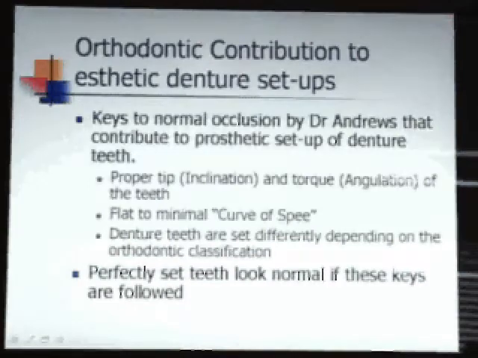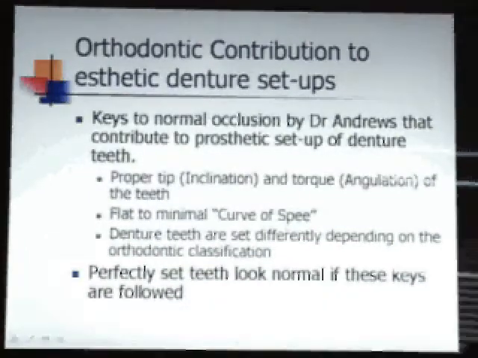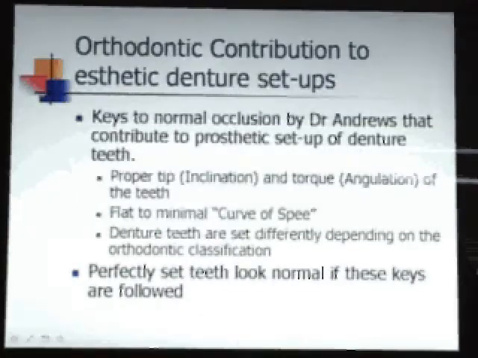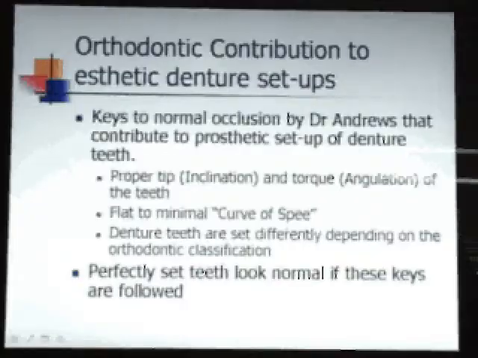Dr. Andrews is an orthodontist, and he studied many cases that had perfect occlusion and came up with 6 keys of occlusion. Several of these keys are apropos to denture setups: the proper tip or inclination and the torque angulation of the teeth, and a flat to minimum curve of Spee. The denture teeth are set differently depending on the orthodontic classification. Perfectly set teeth can look normal if the keys are followed exactly.